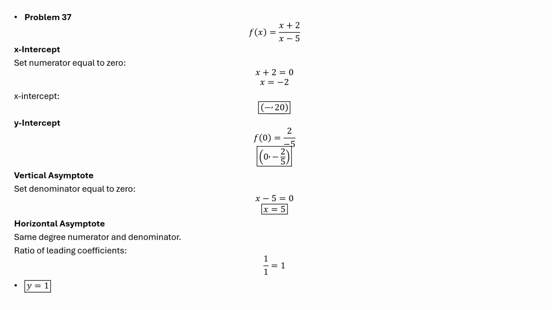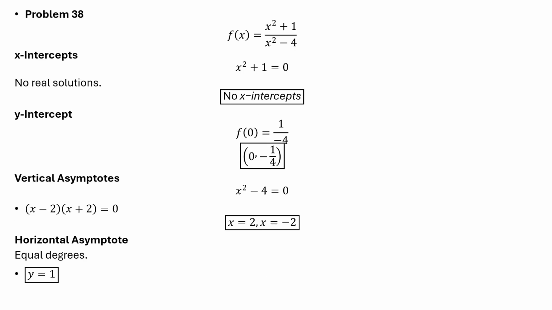The x-intercept occurs when the numerator equals 0, giving x equals negative 2. The vertical asymptote occurs where the denominator equals 0, giving x equals 5. Since the degrees are equal, the horizontal asymptote is y equals 1.